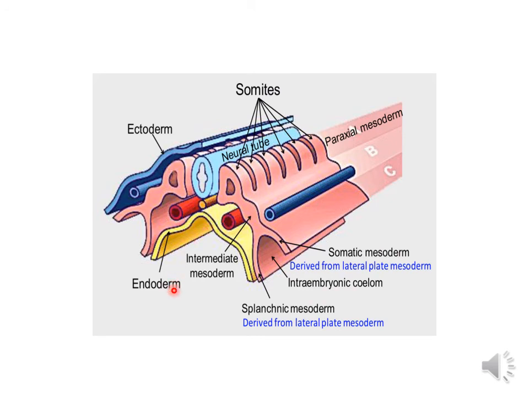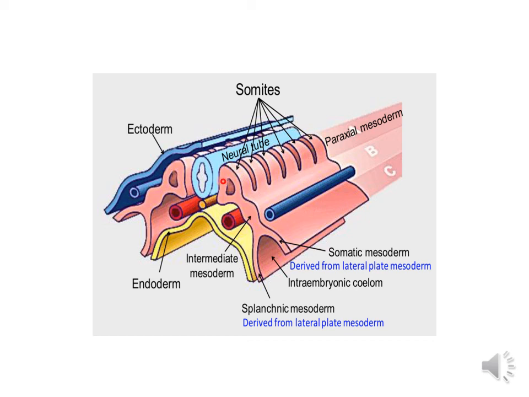This figure again shows the notochord, and this is the neural plate. As you can see, this is the intraembryonic mesoderm. It will be divided into 3 parts on both sides of the notochord. Here, this is one side, this is the other side. The intraembryonic mesoderm is divided into paraxial mesoderm, intermediate mesoderm, and lateral plate mesoderm.